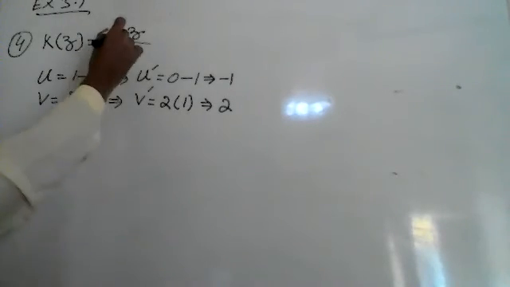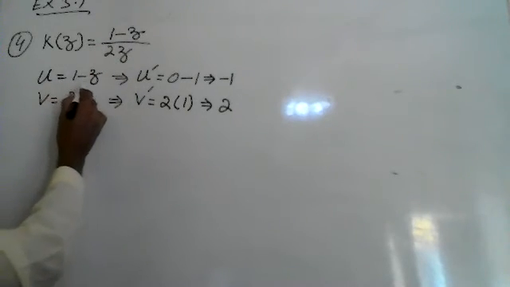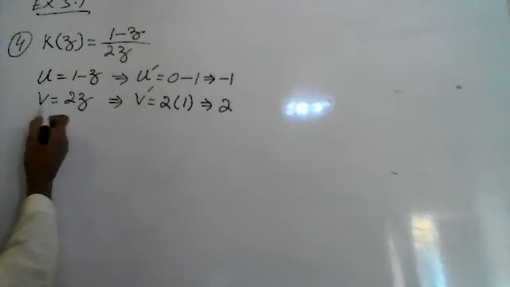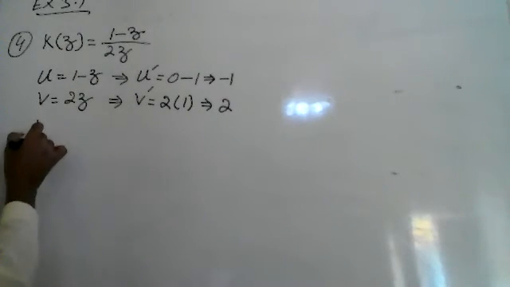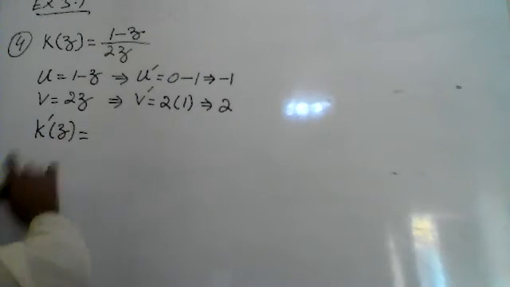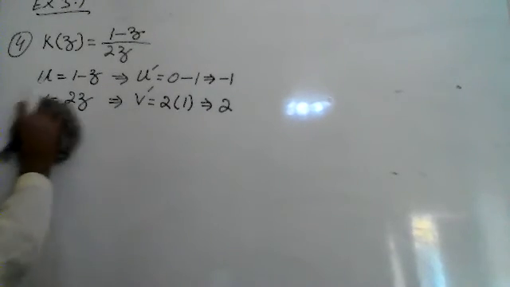So therefore u upon v. This is u, 1 minus z, derivative is minus 1. V is 2z, derivative is 2. So now we'll find the derivative. K dash z will be equal to, what is the formula for u upon v? First here I am writing the formula.